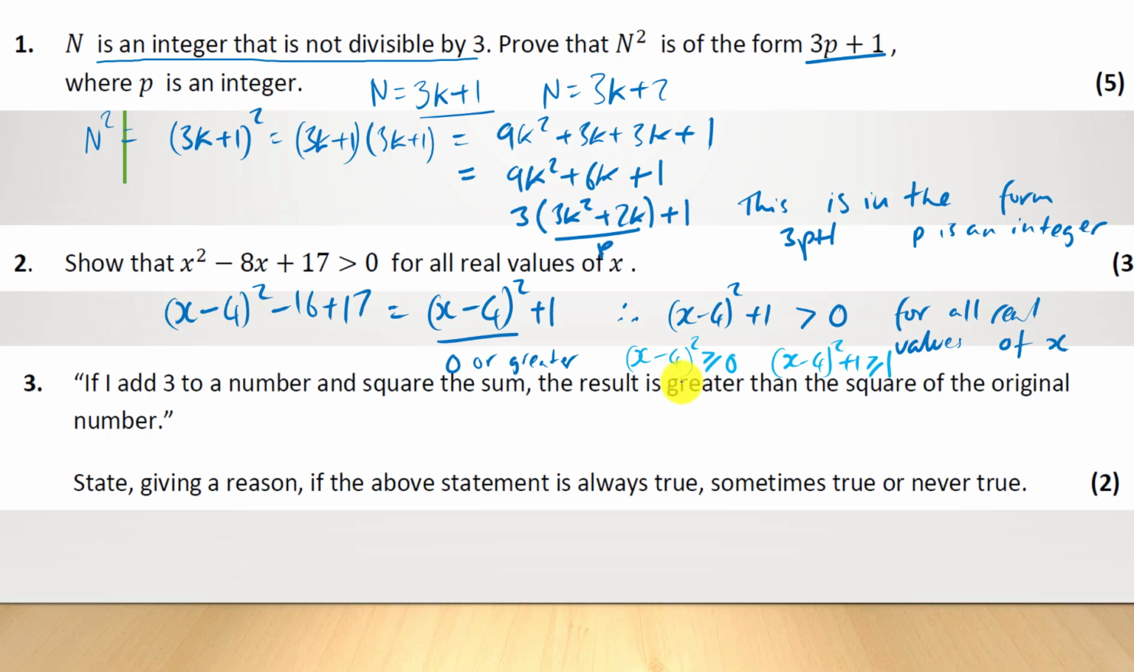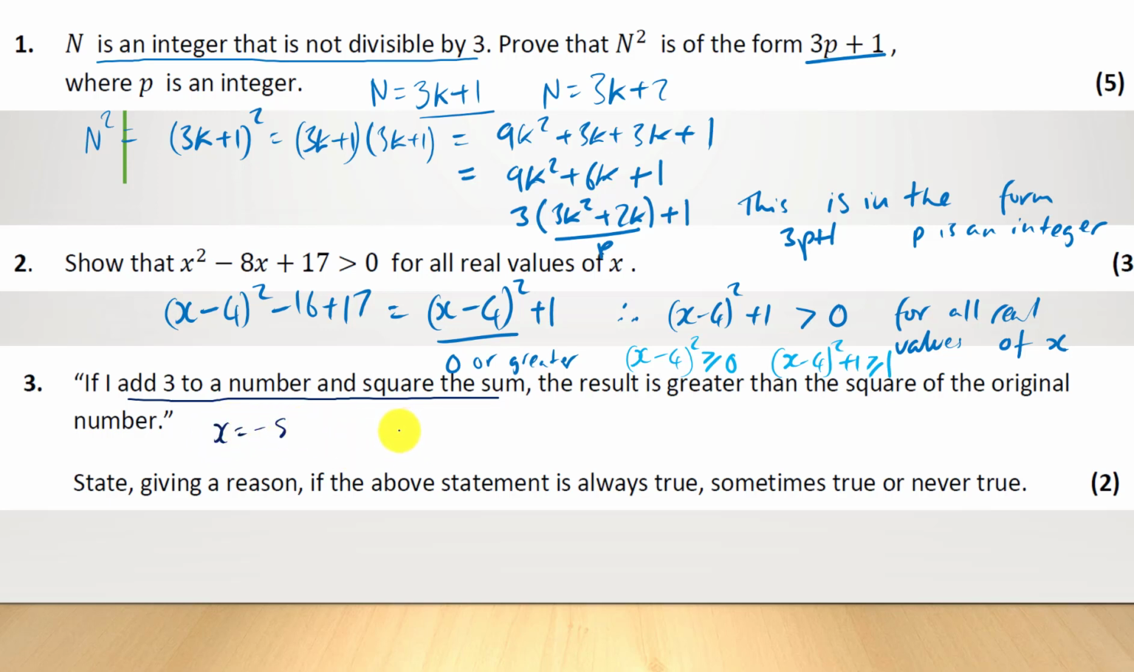So for this question here, it says if I add 3 to a number and square the sum, the result is greater than the square of the original number. So when you get these types of questions, it's a state given a reason if the above statement is always true, sometimes true, and never true. So just try some numbers, you'll get a method mark for that. So let's try when x equals minus 5.